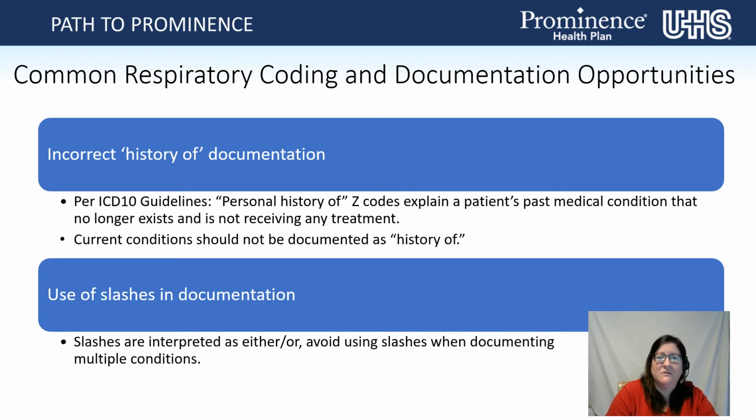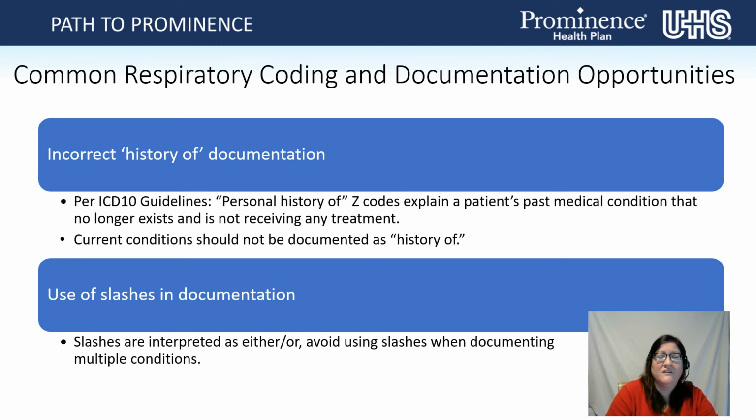So many times we'll see patient has a history of COPD, and that will code out to a Z code that's resolved and gone, when indeed that patient's COPD is lifelong and it still exists. So we need to do everything that we can to ensure that we're not calling an existing condition, an existing diagnosis, history of. It needs to be specified as current.